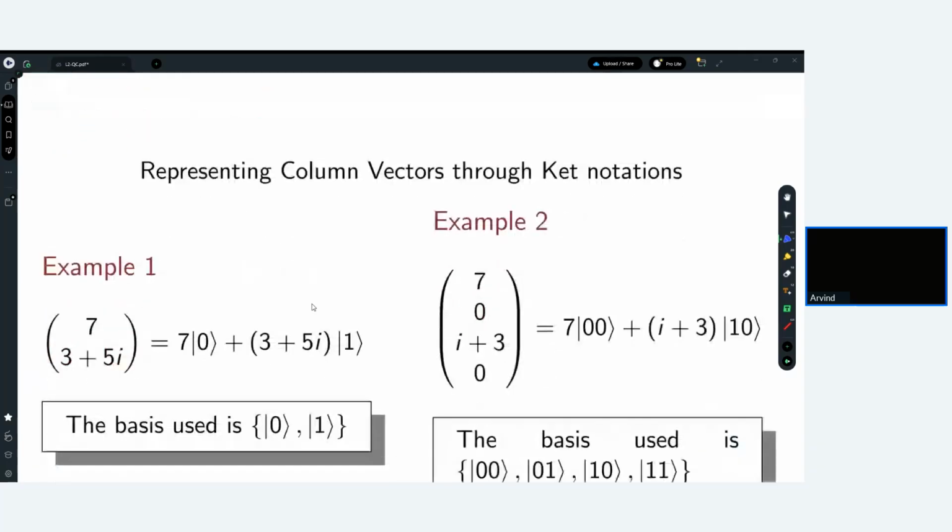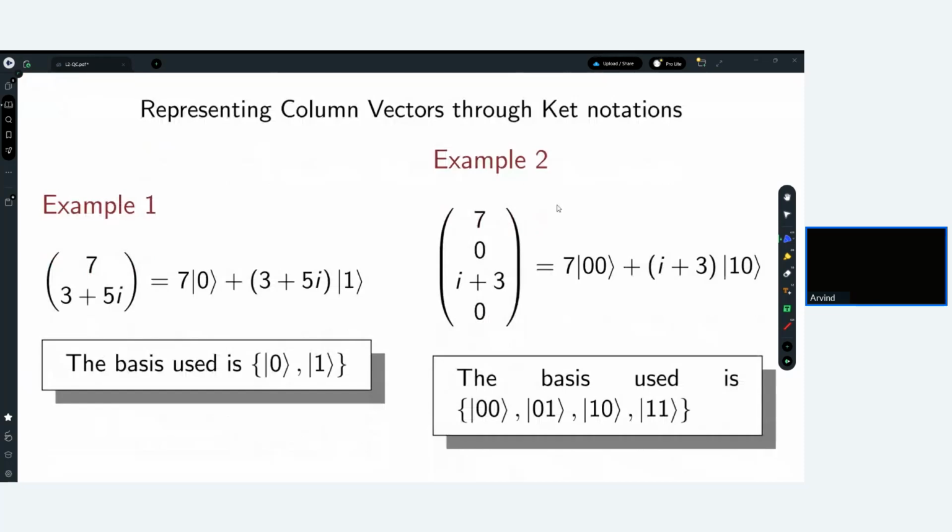Now, sometimes we are given a column vector and we want to represent it through Ket notation. Let us take one example. This is a column vector of size 2. Here the number of rows is 2, and 7 is present at the 0th position, and 3 plus 5i is present at the first position if we count the rows from 0.